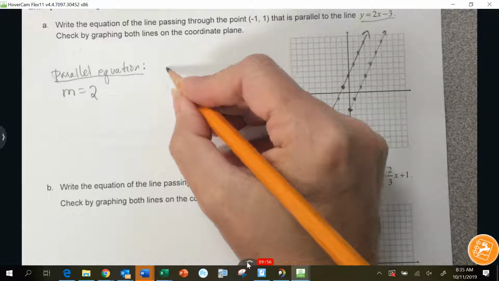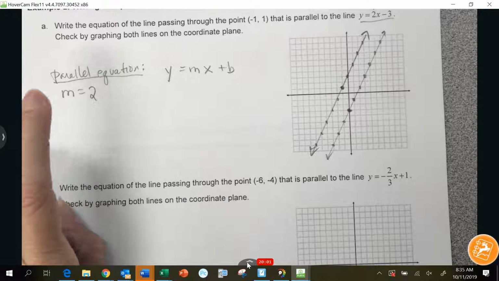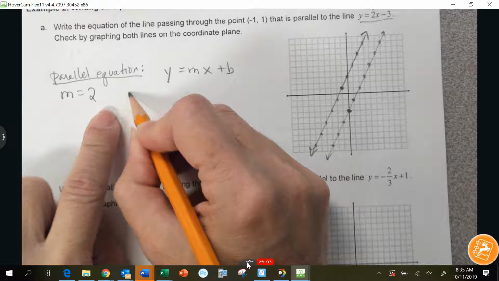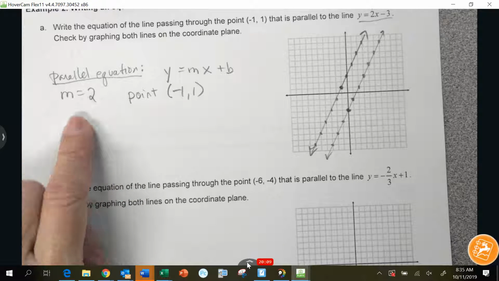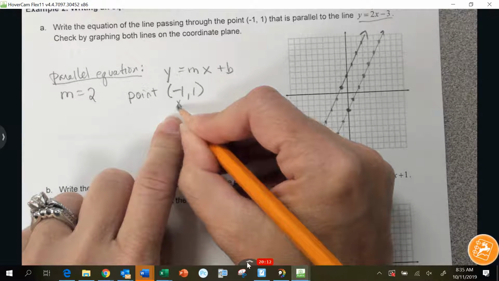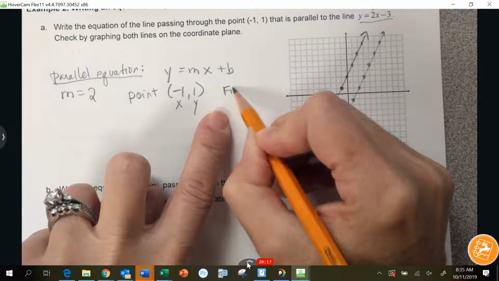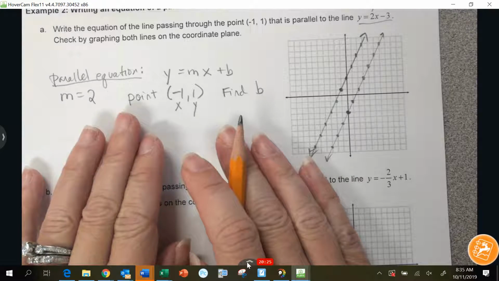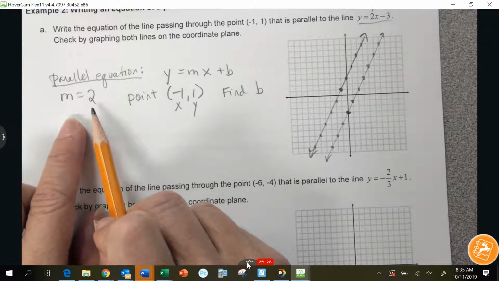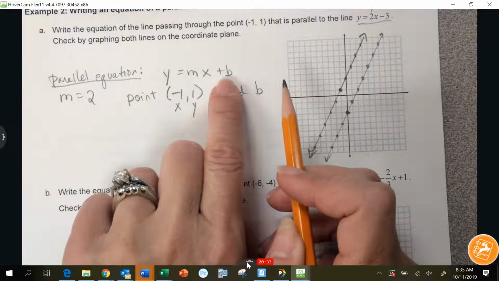We know that the equation is y equals mx plus b. We know the m has to be 2, and we also know a point at negative 1, 1. So m is 2, x is negative 1, y is 1, and we're going to find b. I can look at the graph and tell you the answer for b already, but I'm going to show you algebraically. We plug in 2, negative 1, and 1 into m, x, and y, and solve for b.